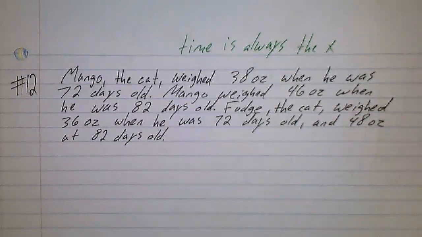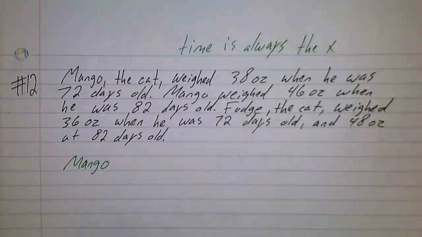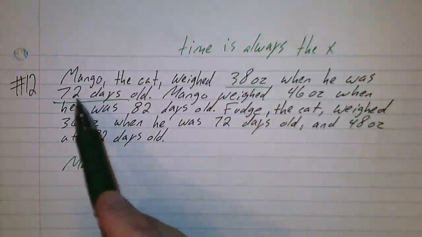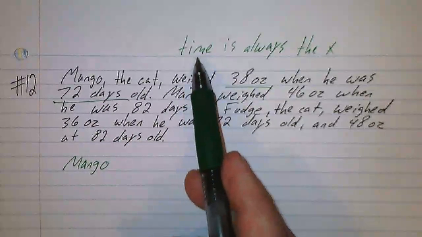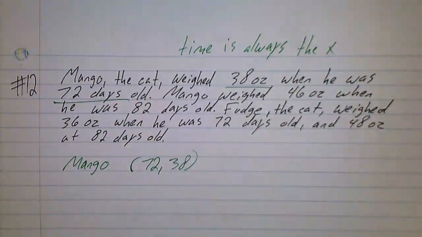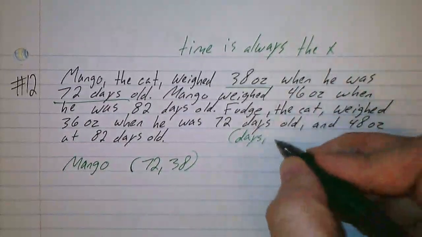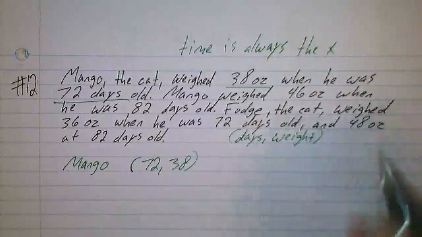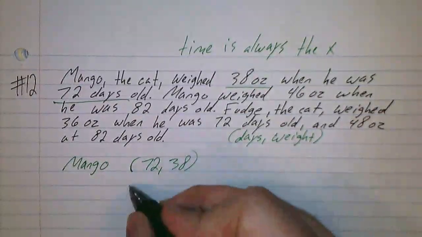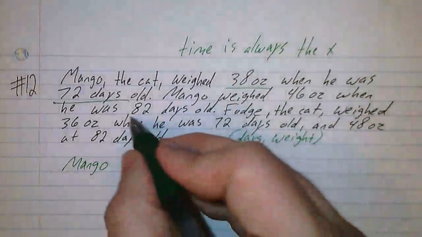So we need to find some information here. We've got 2 cats, and these are my 2 cats. Mango, little orange fella. And he weighed 38 ounces at 72 days old. But this is important because days is a unit of time. The day needs to go first. So these are the 2 bits of information for Mango. Again, our ordered pair here is days, because that's a part of time, and weight in ounces. So we need to think about what is our ordered pair. 72, 38. And then he was 46 ounces. That's our y value because the days is our x.